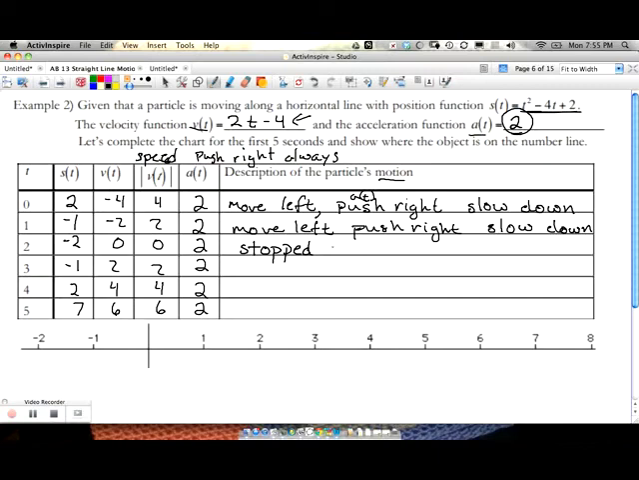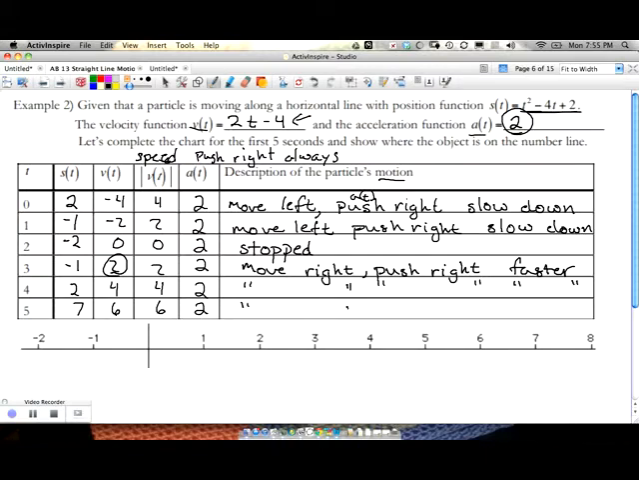At 3, now we're going to be moving to the right because our velocity is positive right here. This is a positive 2. And we're being pushed to the right as well, so that's making us go even more right, which means we're going to go faster. We're speeding up. And the same thing happens for these last two pieces. Velocity is positive, acceleration is positive, therefore we're moving faster. So what's kind of the general idea here?